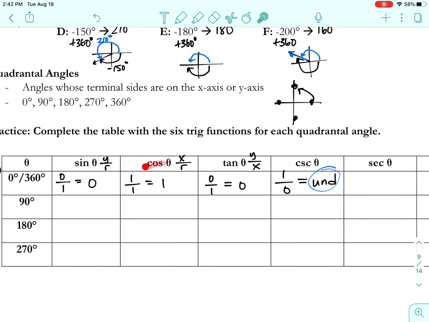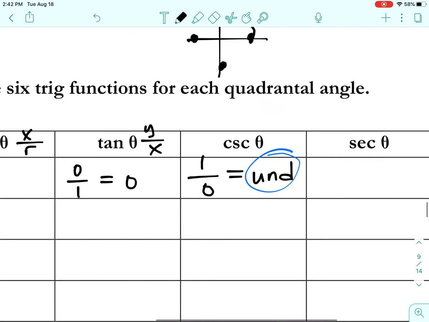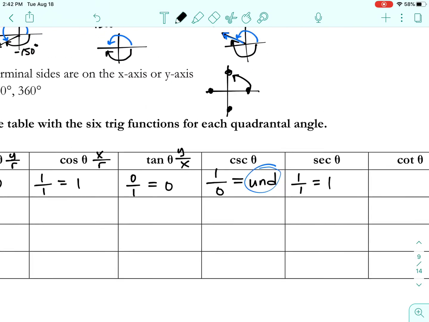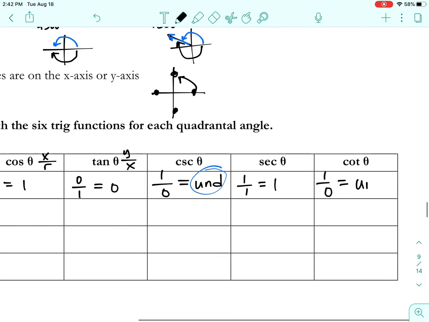Remember that cosine goes with secant. So if you flip 1 over 1, you still get 1. So I'm going to go ahead and write that. And same thing for cotangent. We are going to flip the tangent. So if I flip this fraction upside down, do the reciprocal, that gives you cotangent. So again, 1 over 0, that one is undefined.